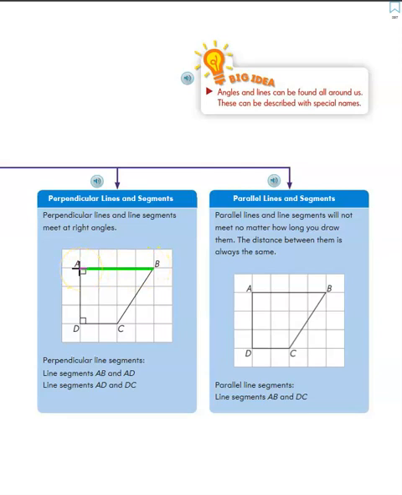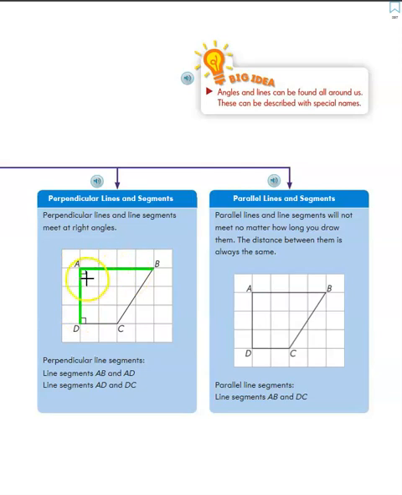So that line segment is perpendicular to line segment AD. And the reason those two line segments are perpendicular is because they meet right here at a right angle. So anytime two line segments or lines meet at a right angle, they are called perpendicular lines or line segments.